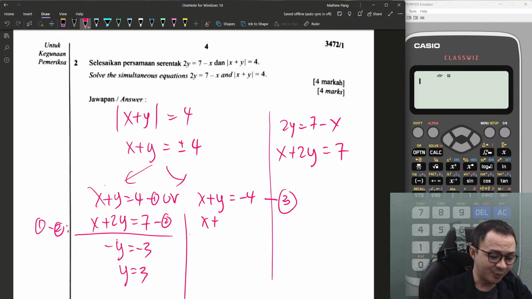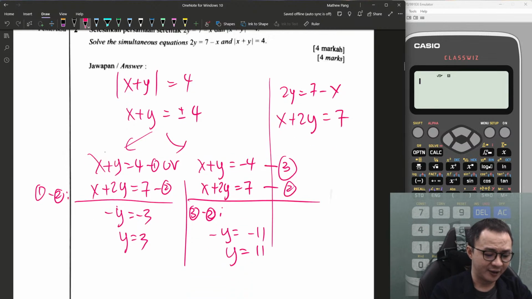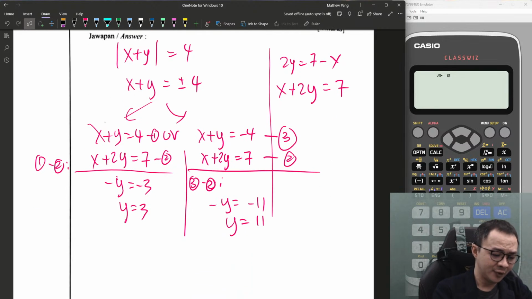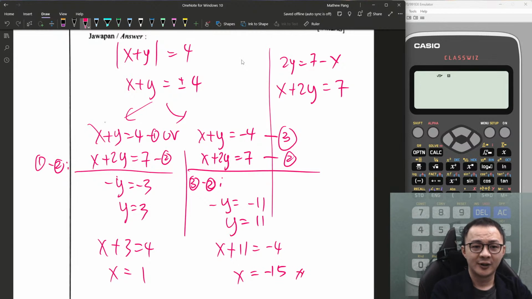Then again, x plus 2y equals 7. This one is equation 2. So the third minus the second one. If I subtract them, I get negative y equals negative 11, so y equals 11. And I want to find x as well, right? So I substitute into the first equation: x plus 3 equals 4, then x equals 1. Then for this one, x plus 11 equals negative 4, so x equals negative 15. Done.